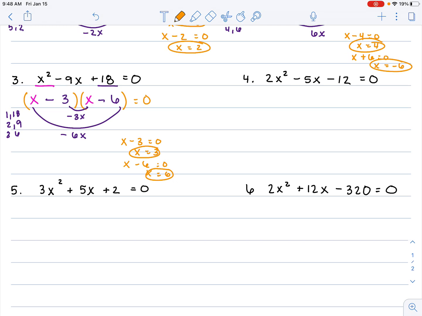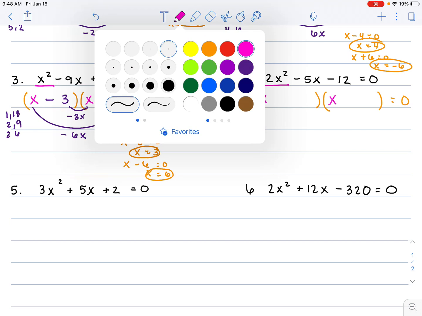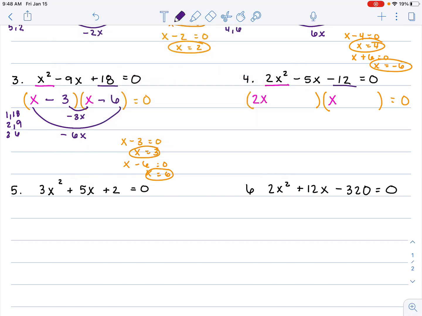Now I'm going to kind of amp it up here with, now instead of an a value just being x squared, we have a 2x squared here. It will not change your problem too terribly much. So what times what gives you 2x squared? Well, 2x and x gives you 2x squared. And now we're going to look at what times what gives me 12.